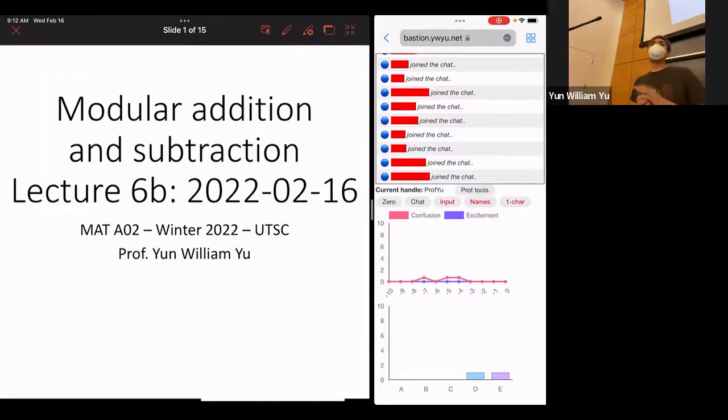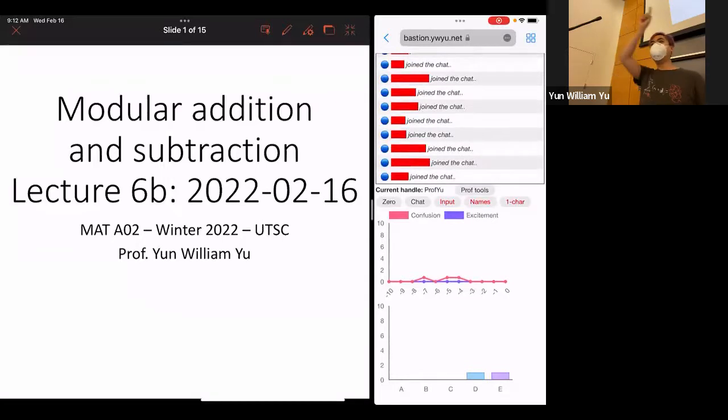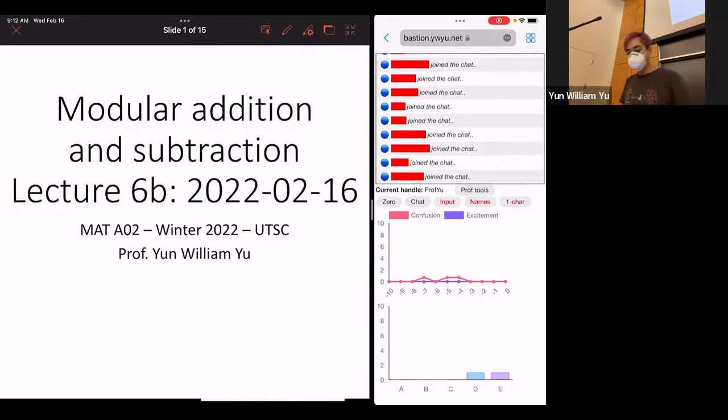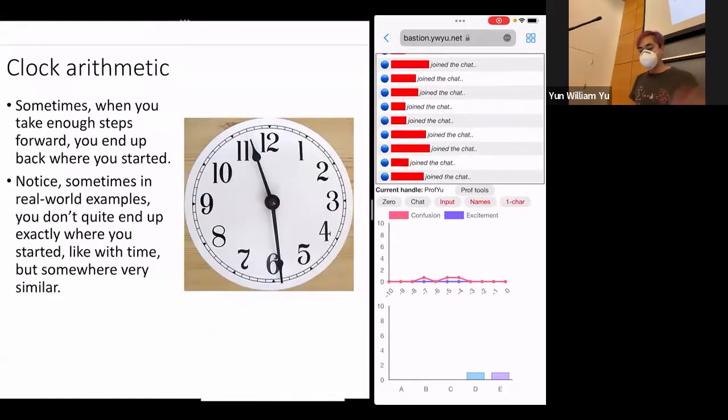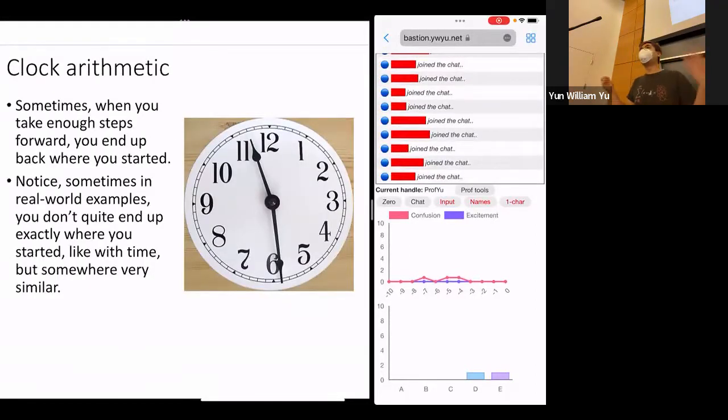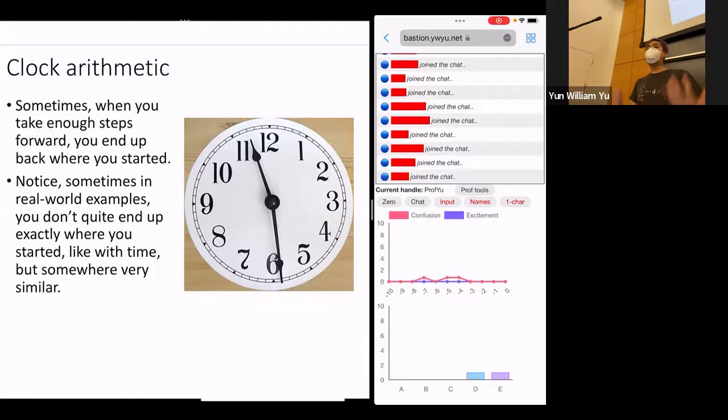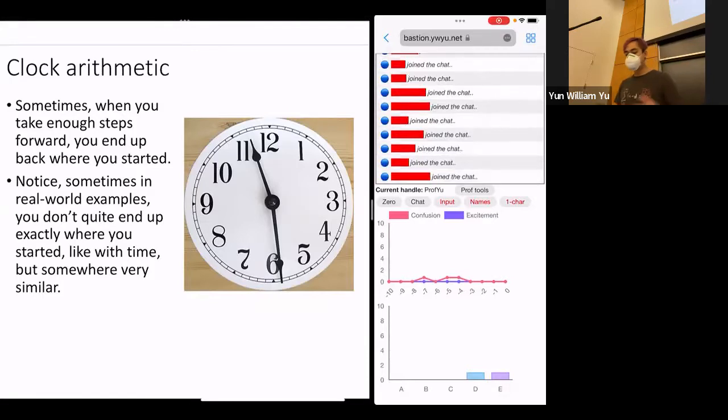So on Monday, we talked about clock arithmetic. If you look at the clock, as the minute hand goes around, or as the hour hand goes around, it goes back to where it started. And then you end up back where you started. Sometimes in real world examples, you end up not quite exactly where you started, but somewhere very familiar. And so we can invent a type of mathematics to quantify exactly what we mean by that. And that's what we did with clock arithmetic.